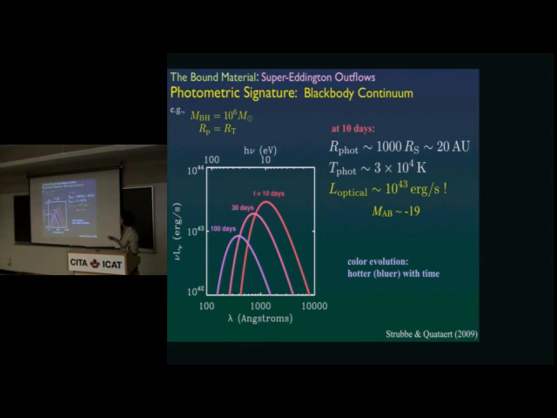Additionally, the outflow gives us a color evolution signature that we can look for, which is, as I mentioned, as time goes on, you get to see deeper and deeper into the outflow. And so that gets hotter and hotter with time, as you can see from the 10 days to 30 days to 100 days, it's getting hotter. And so if the peak of the black body spectrum is close to your observing band, then that looks like getting bluer with time, or if it's far away, then that looks like no color evolution if you're off on the Rayleigh-Jeans scale. And we'll see how that's important in a moment.